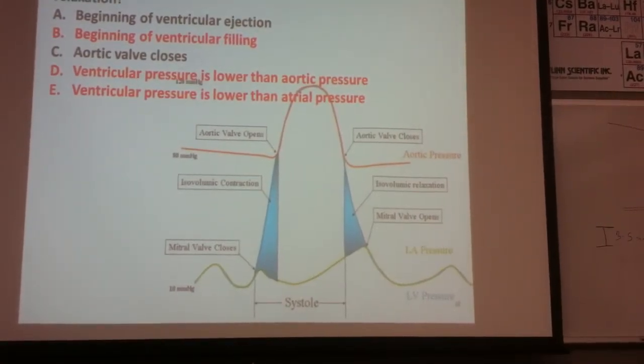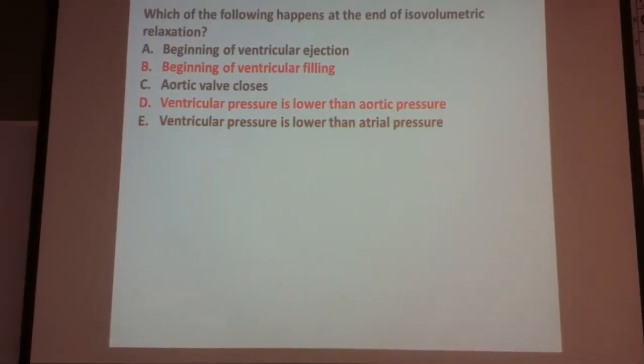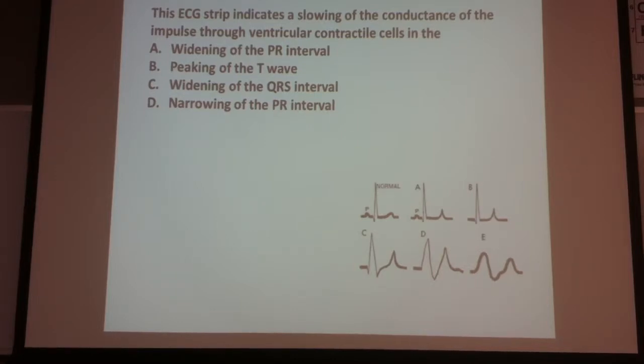All right. The next question. The ECG strip indicates a slowing of the conductance of the impulse through ventricular contractile cells because of what? Now, before you get all nervous, what I told the morning class, what their assignment was over the weekend, was to develop the confidence that they knew this material and not panic when they read a question like this. So I'm not asking you the cause of this ECG. This is not a class in reading ECGs.